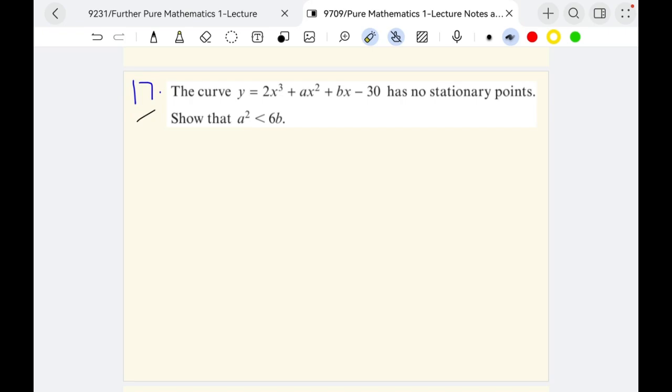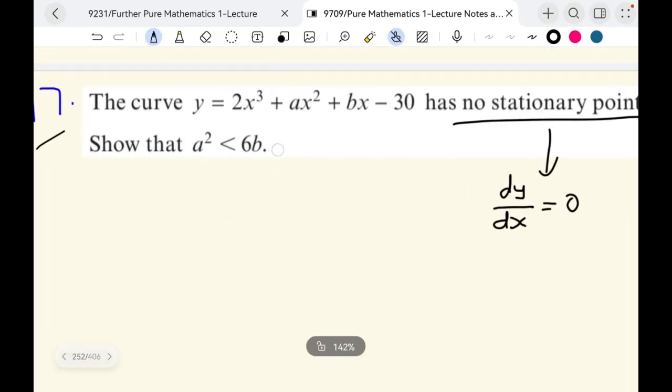The curve y equals 2x cubed plus ax squared plus bx minus 30 has no stationary points. Show that a squared is less than 6b. So, what does no stationary point mean? It means that there is no solution for this equation. What is the fact? dy/dx equals 0. So it must be represented by an equation in terms of x. So let's obtain the equation in terms of x.